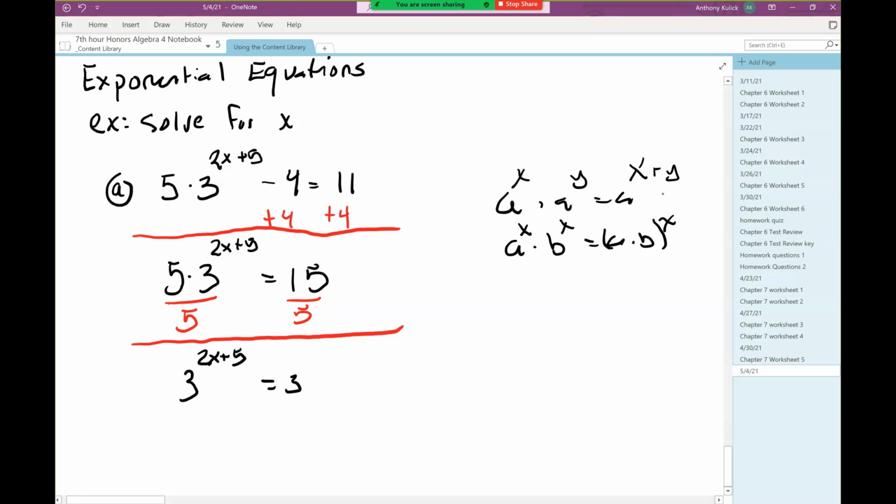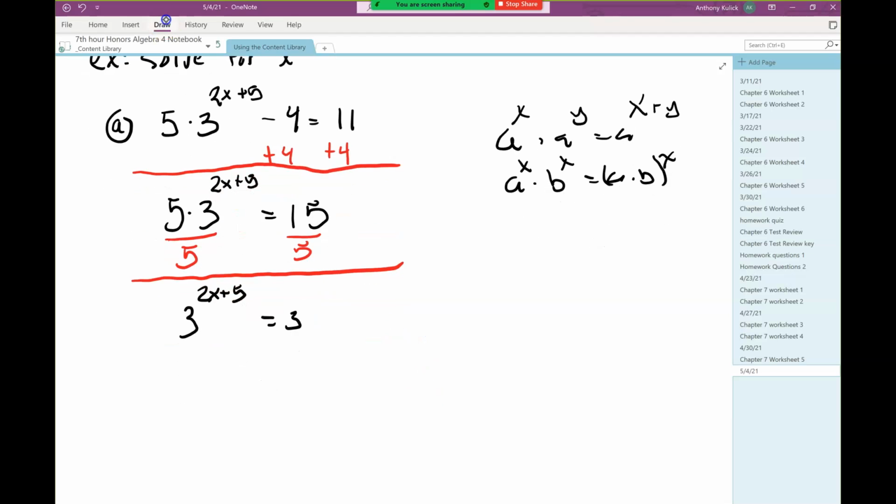Everybody's clear as to why? Again, that's a common mistake I see students make, is to just go ahead and call that 15 to the whatever. Don't want to do that. Okay, so we've isolated the exponential part. What should we do next?